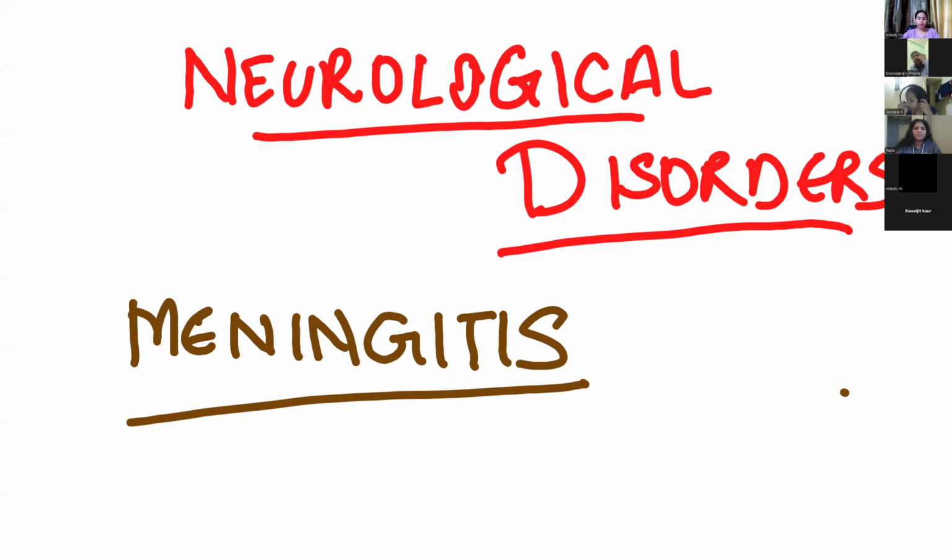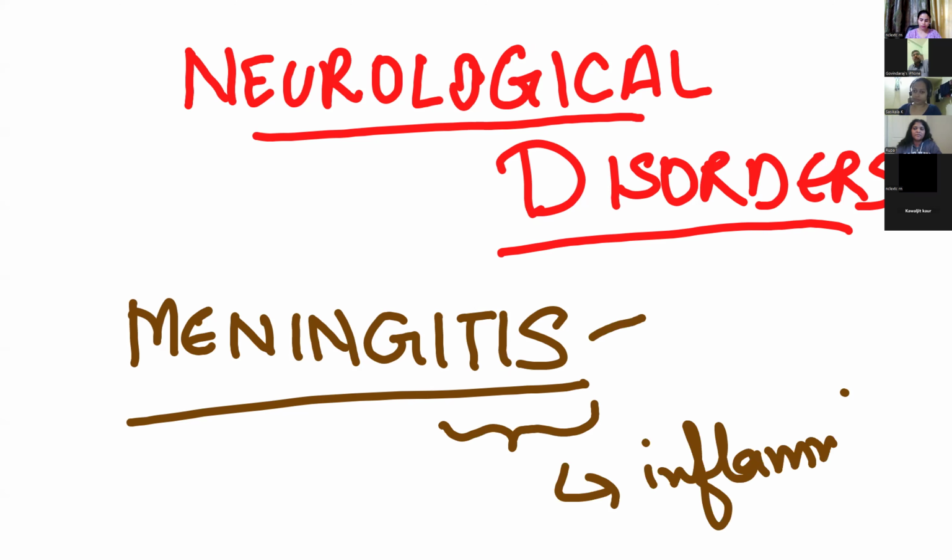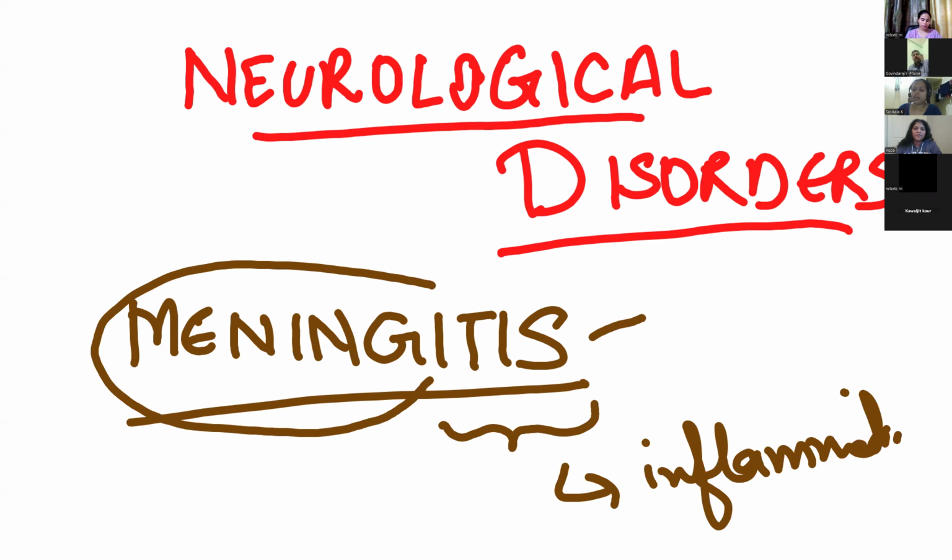Okay, so today we will be learning about meningitis. Yesterday I told you the meaning of itis. Itis means inflammation. And what was the meaning of the other part? Meninges. Inflammation in the covering layer of the brain. Yes, very good.